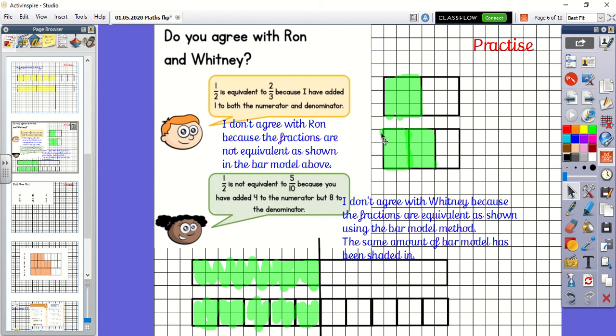So that must mean that those two fractions are equivalent. Okay, so don't forget, you can disagree with both people. Don't get tricked into thinking, actually, I need to agree because the question says that I need to agree. You don't have to. You need to make sure that you show your working out and then write your answer.